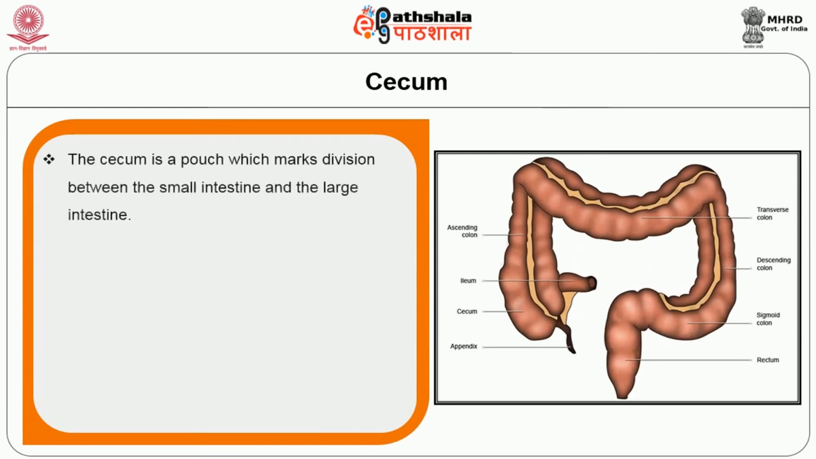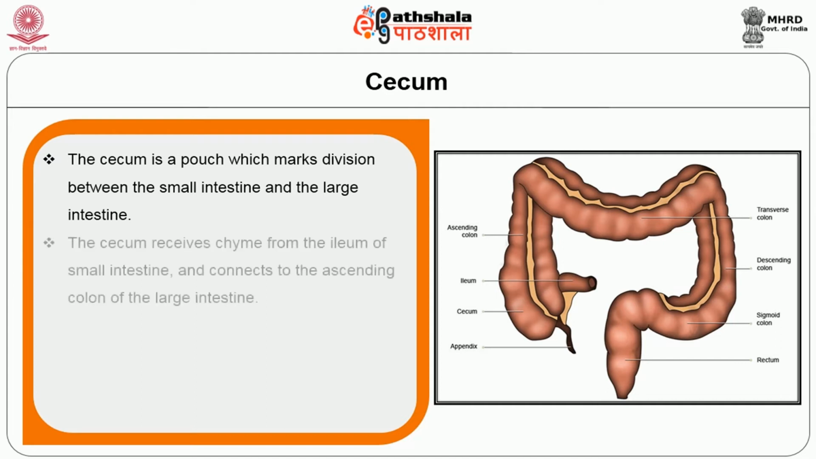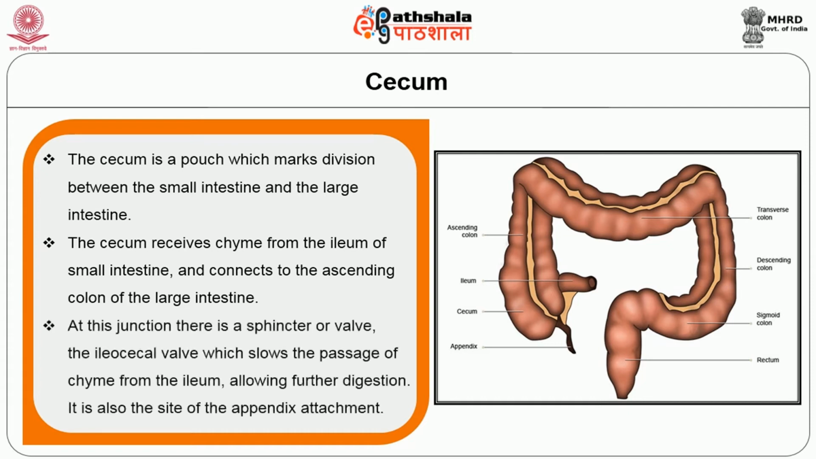The cecum is a pouch which marks the division between the small intestine and the large intestine. The cecum receives chyme from the ileum of the small intestine and connects to the ascending colon of the large intestine. At this junction, there is a sphincter or valve, the ileocecal valve, which slows the passage of chyme from the ileum, allowing further digestion. It is also the site of appendix attachment.